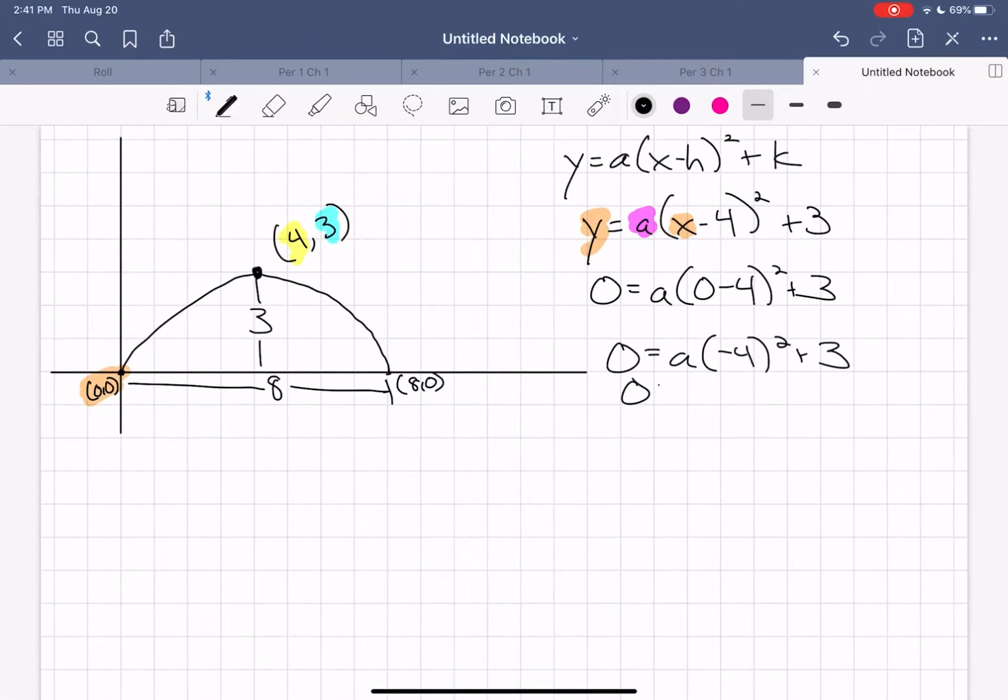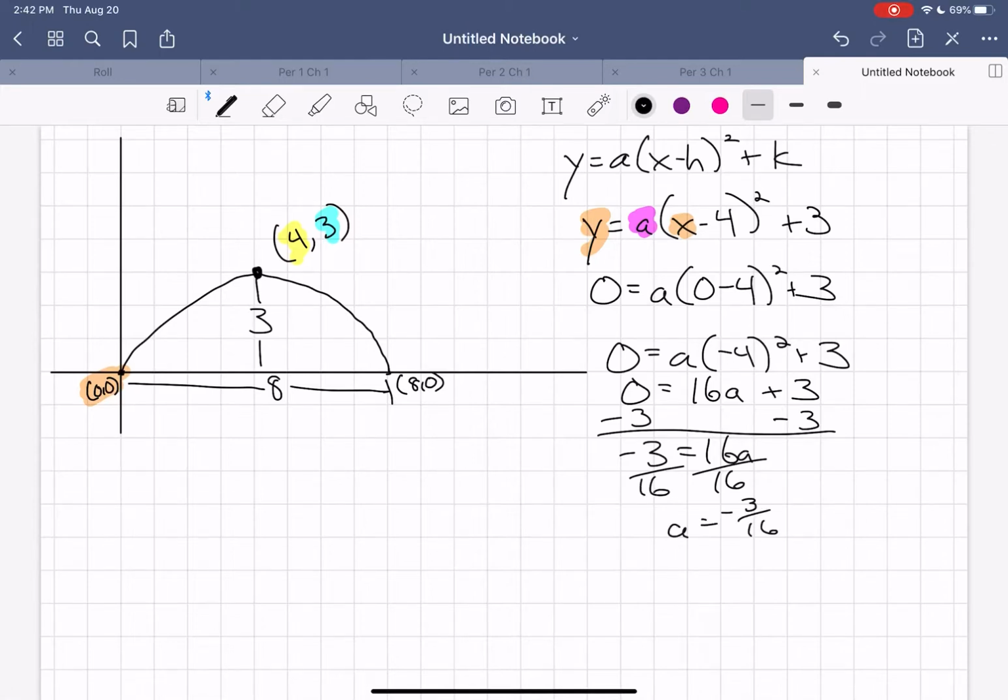Remember, you square it and multiply it times A. So that means you're going to have to minus the 3 to the other side. And then divide by 16 to get your A value. Don't be surprised if you get fractions. And it should make sense that I got a negative fraction because this parabola is opening down.